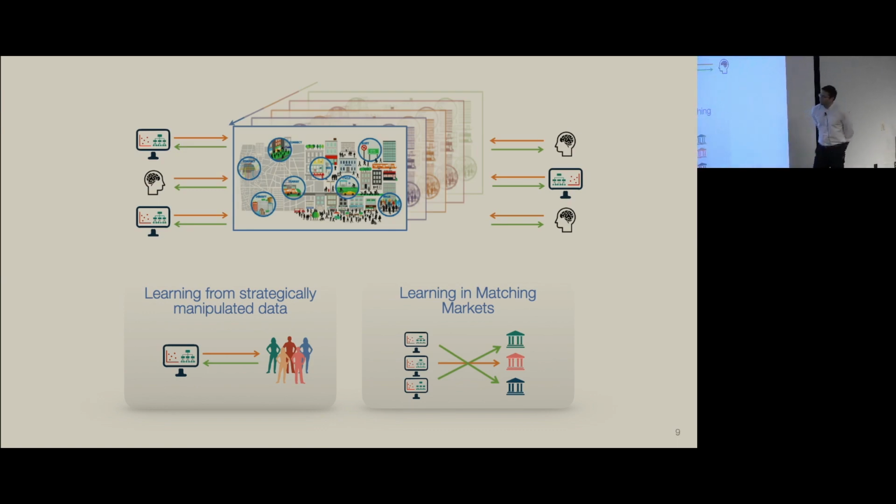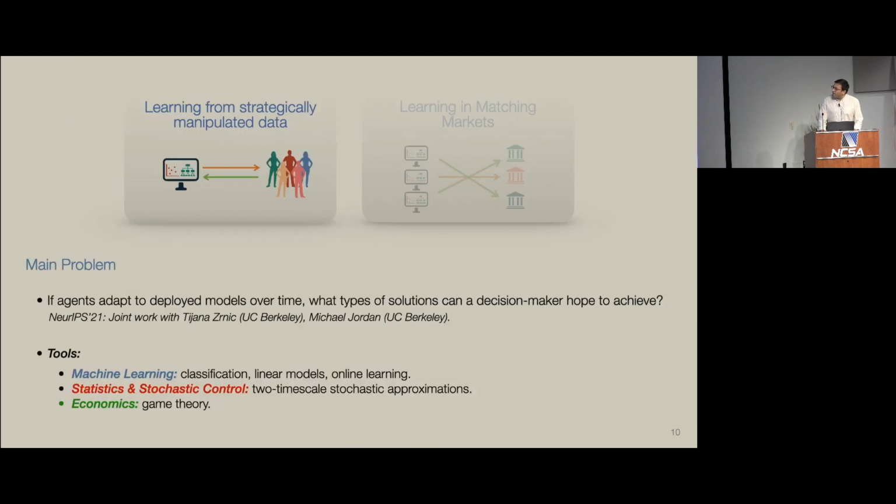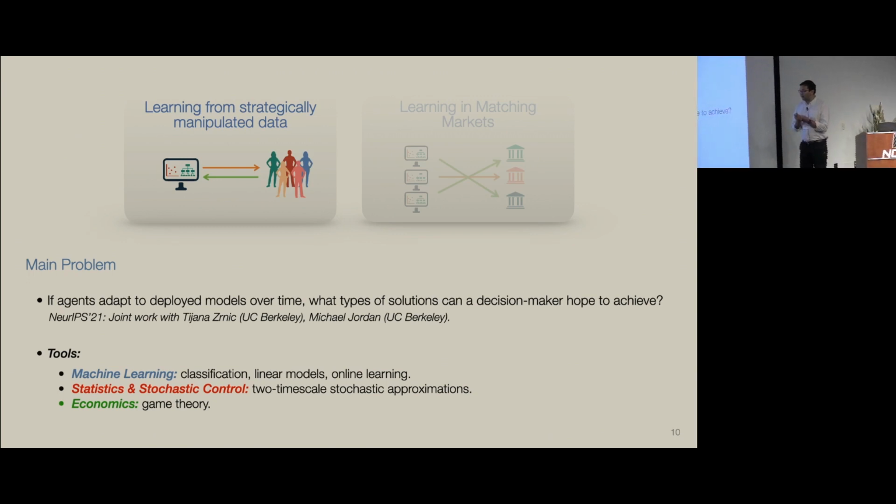The first is generally about how we should learn from strategically manipulated data. And in particular, what are the important facets of algorithms when our data is actually being gamed. And the second is about a problem in learning and matching markets. So I'm going to start with this problem of learning from strategically manipulated data.